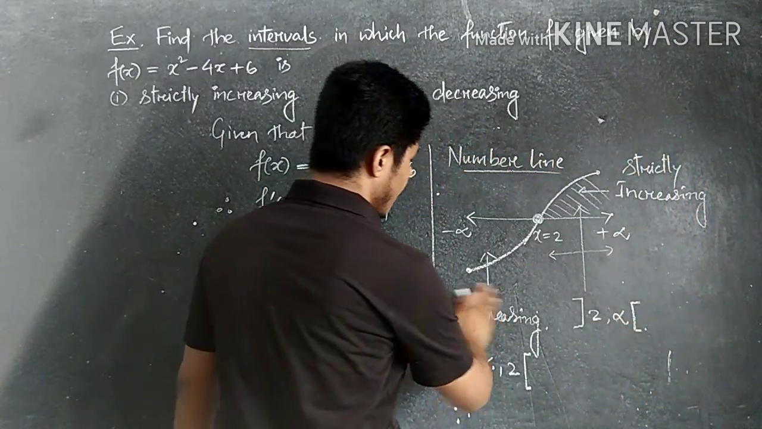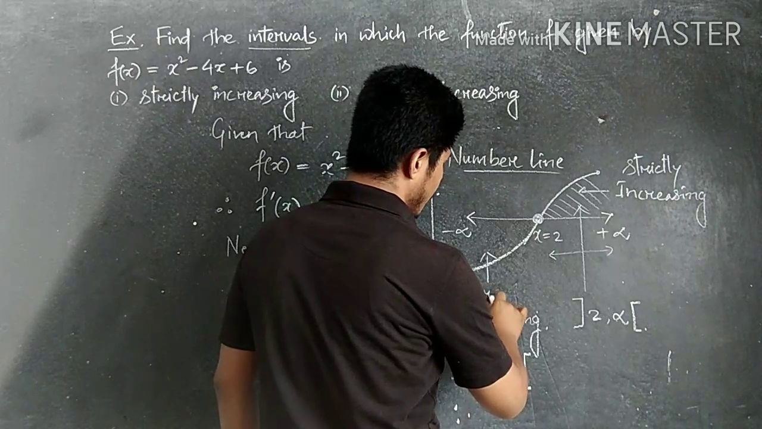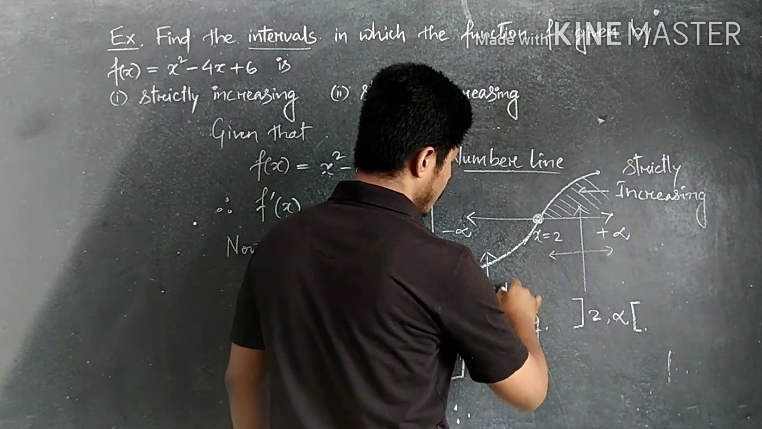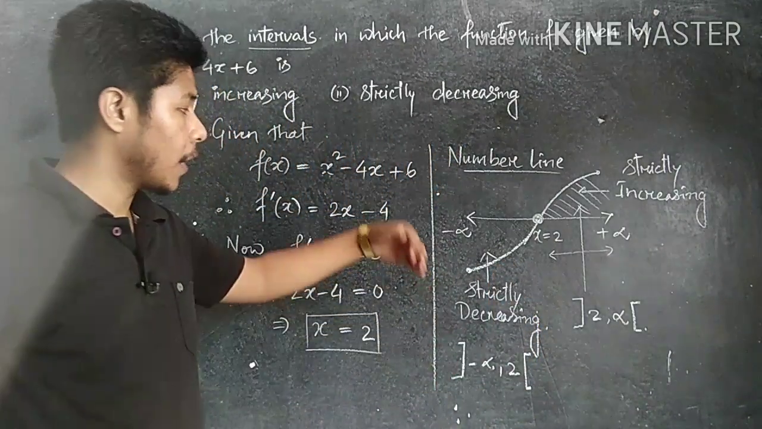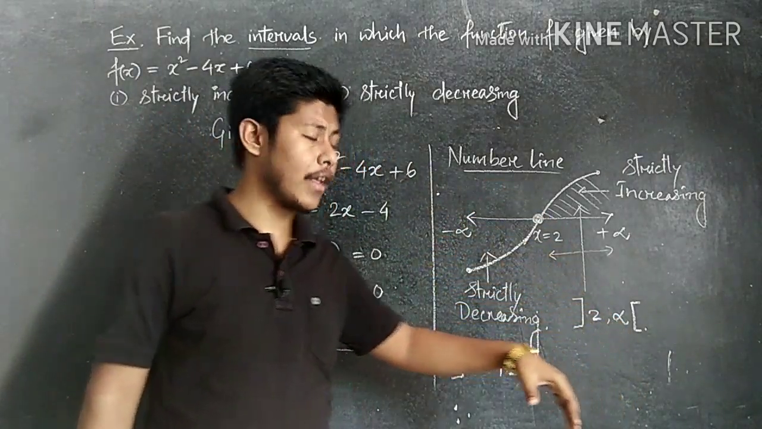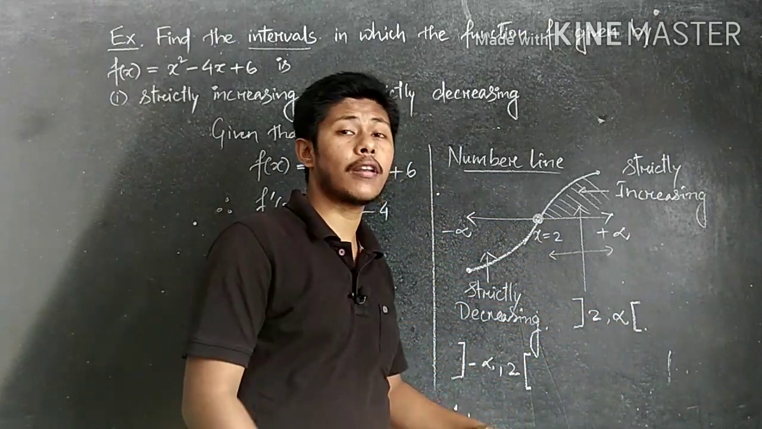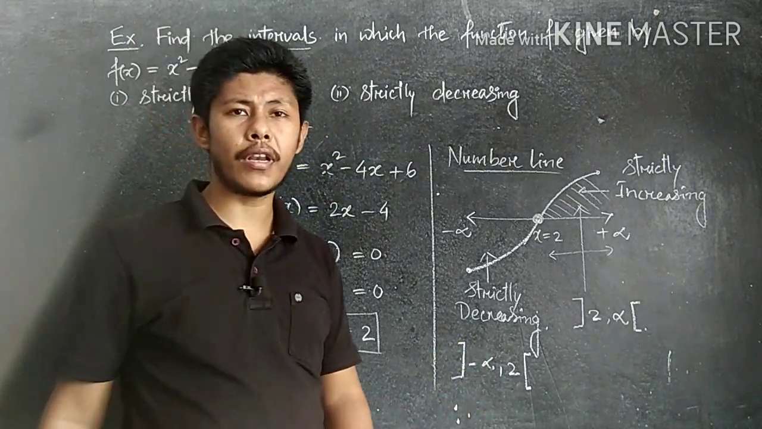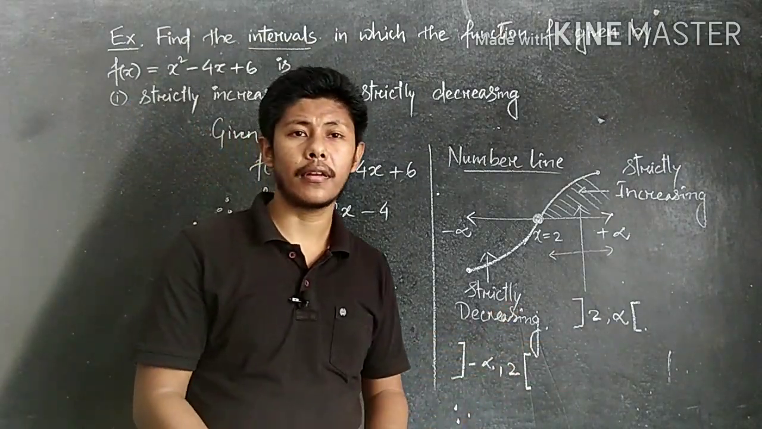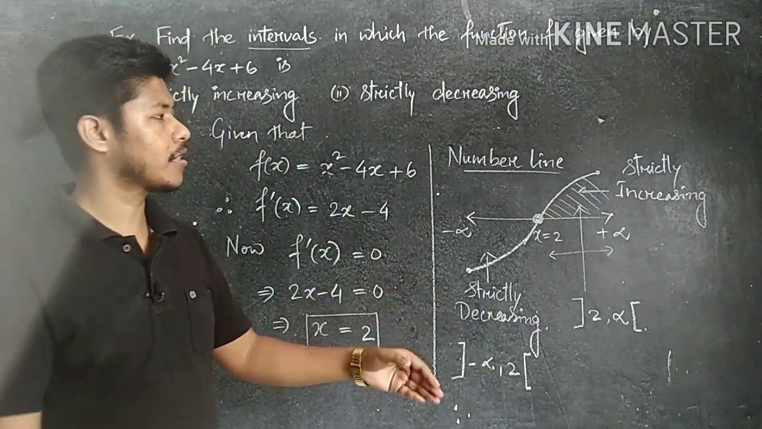Strictly increasing, and this one is for strictly decreasing. If increasing or decreasing is given, then these points are included. Infinity is always open, these points are included. Is it clear? So this one is the first method.